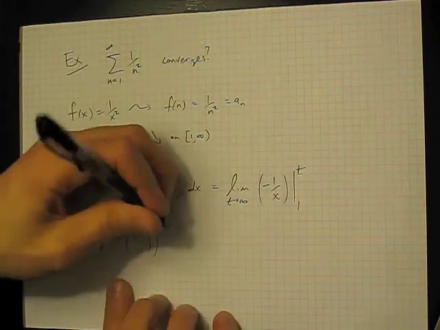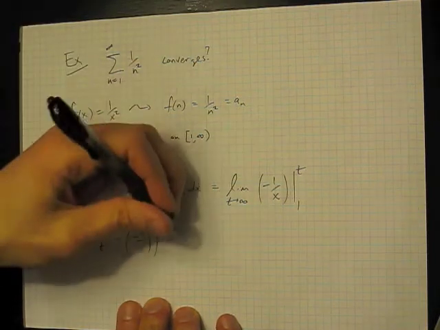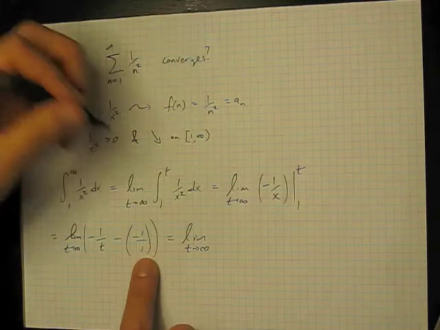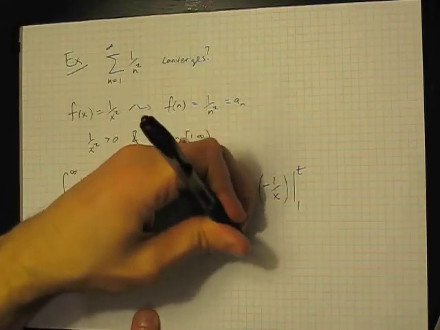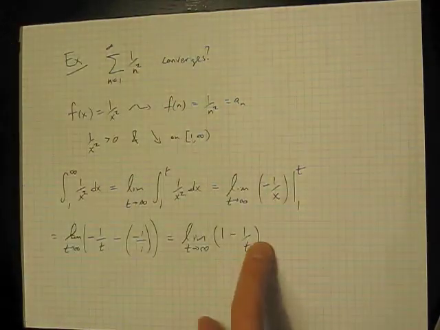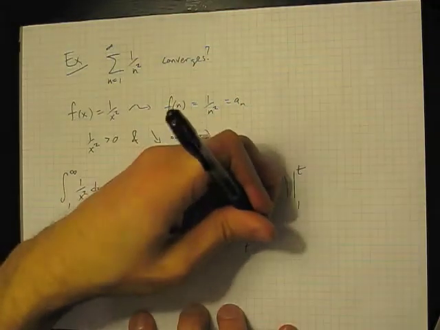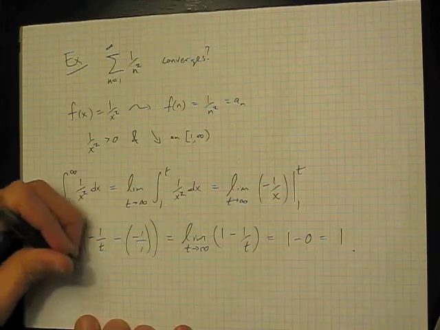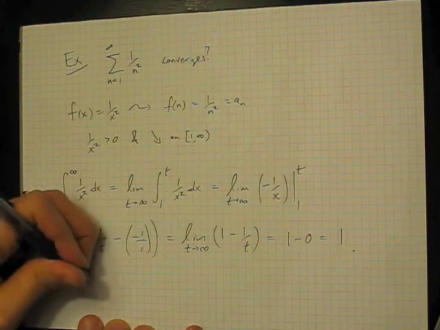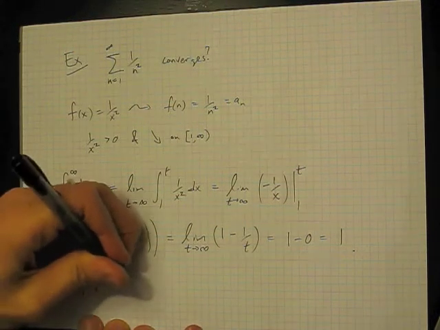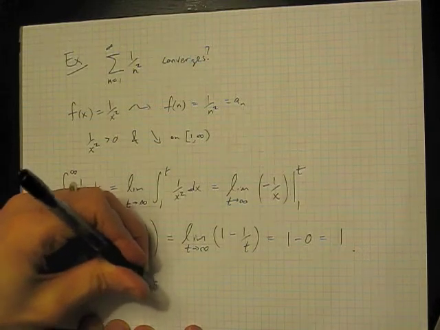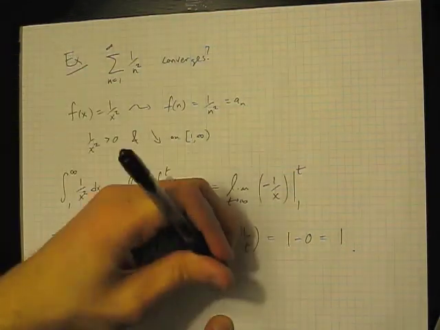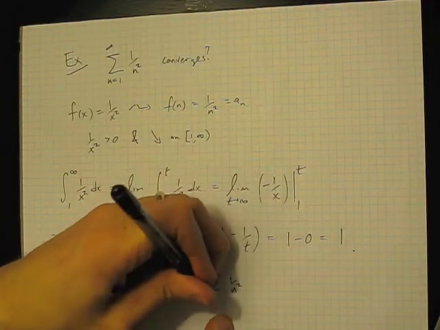When we take the difference here, flip the difference, we get 1 minus 1 over t. And as t goes to infinity, 1 over t goes to 0. So this goes to 1 minus 0, so this is 1. Okay, so good. So that means that the improper integral converges. Therefore, the corresponding sum converges also.